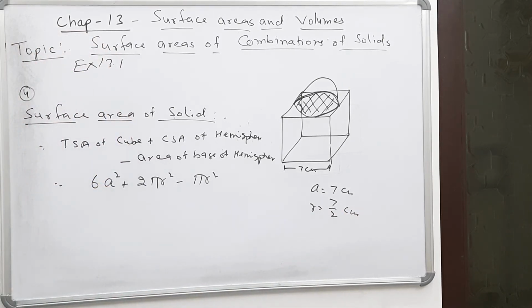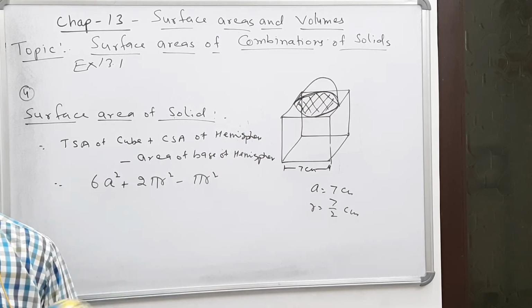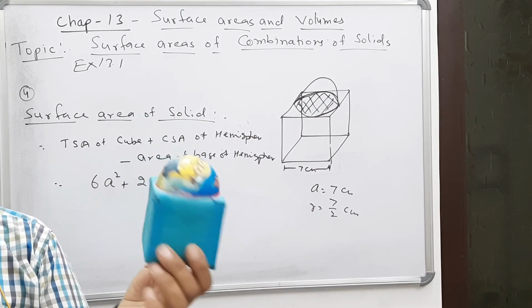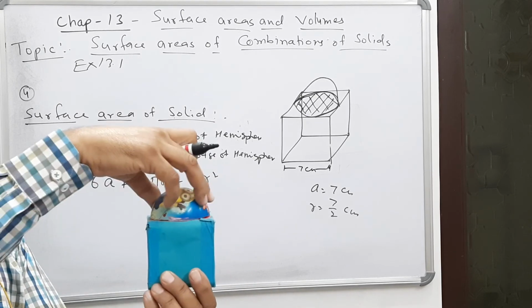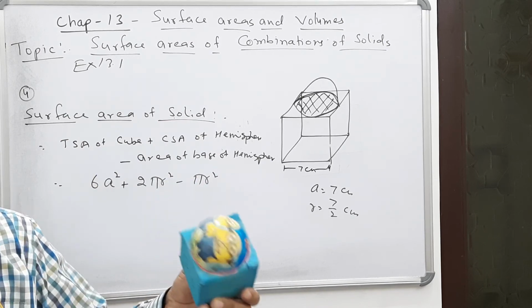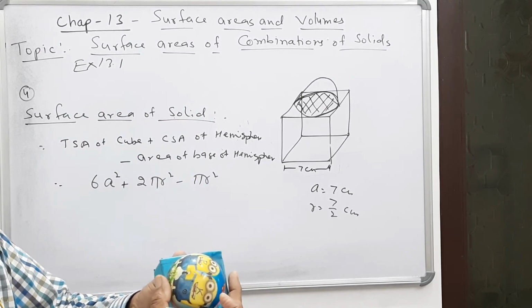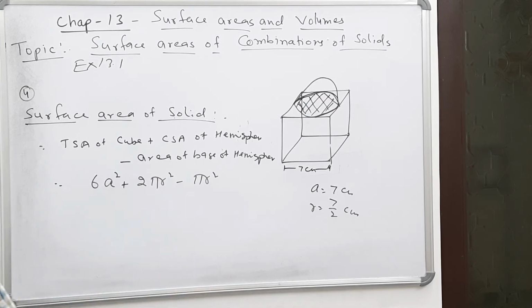That is 3.5 centimeter. Because the biggest diameter is 7 centimeter. You can understand this part very nicely. You can see this diagram now. The hemisphere is mounted on a cube. So whatever is the side of the cube, that will be the biggest diameter of the hemisphere.